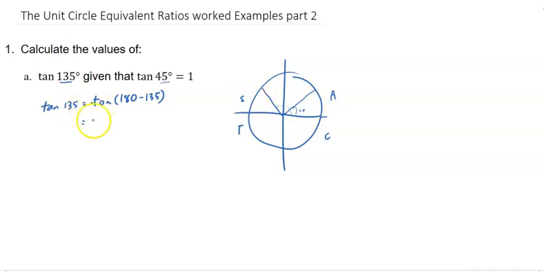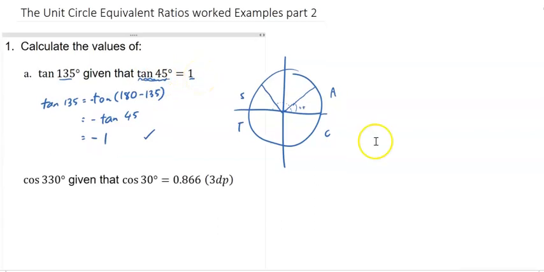So tan 135 equals negative tan 45. And we know that tan 45 equals 1. So negative 1. This is similar to previous examples we've done, except now we've got a little more information to work with. So tan 135 equals negative 1 if tan 45 equals 1, and it does. Alright, so here we go again.